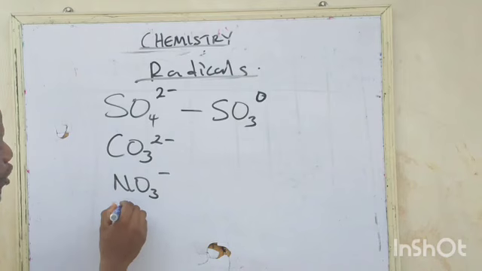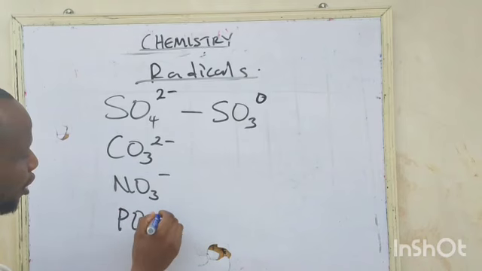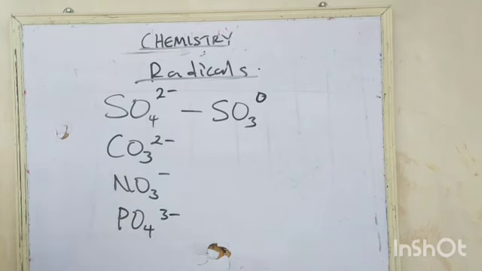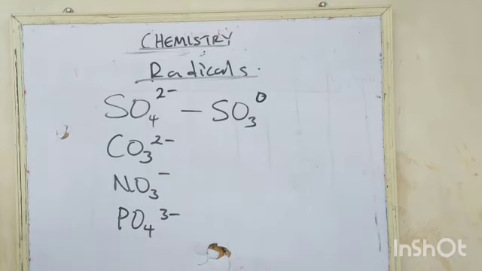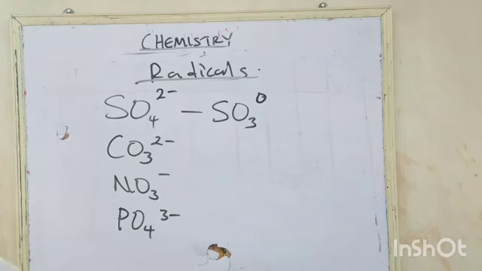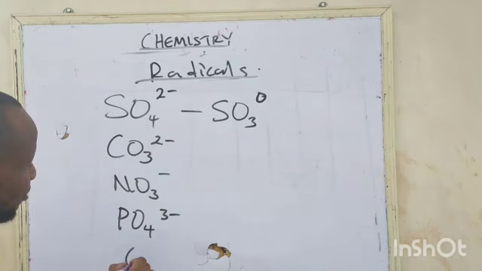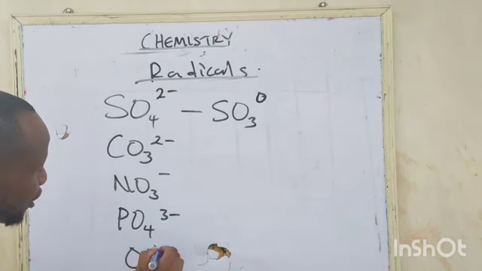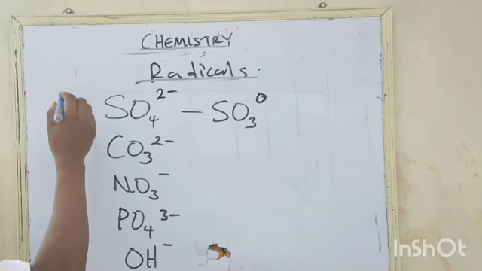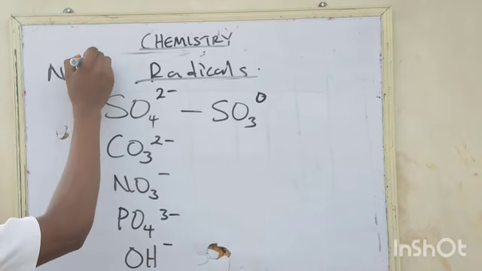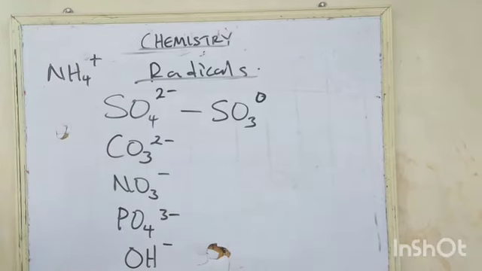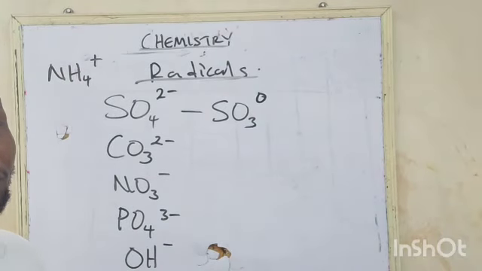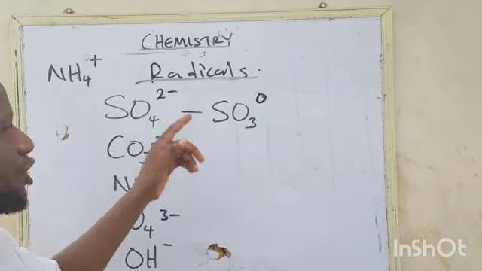Now PO4, 3 minus. Then we have SO4, CO3, NO3, PO4. These are majorly the radicals. Then we have OH minus. We also have NH4 plus. These are radicals, a group of elements carrying charges.